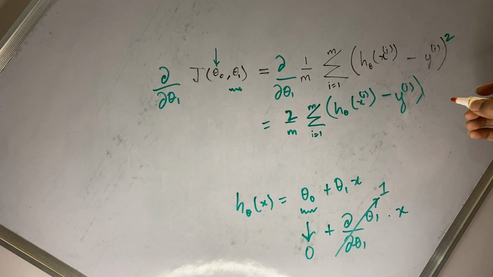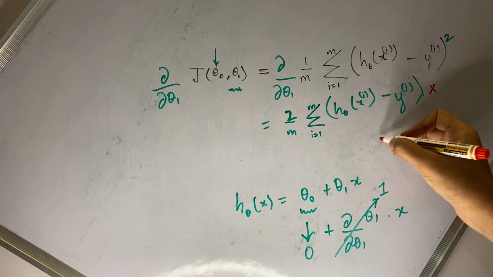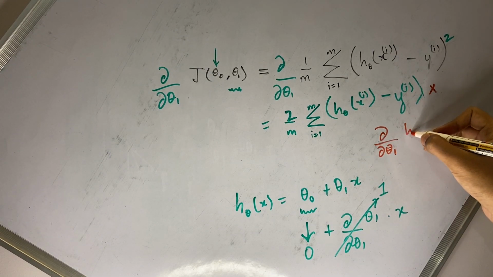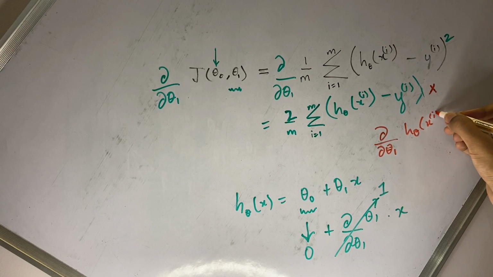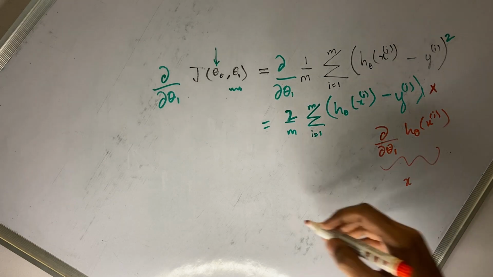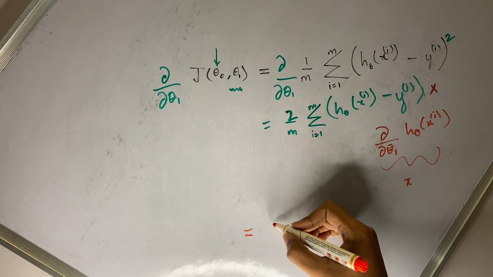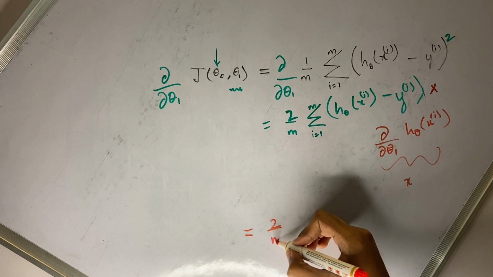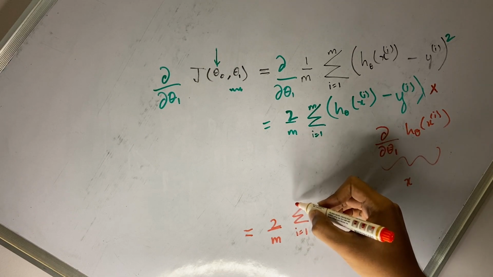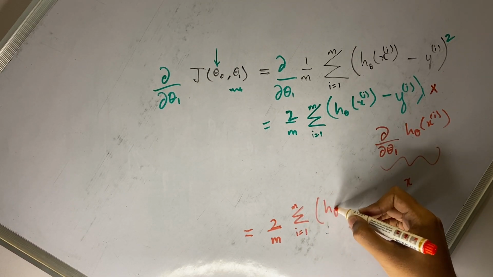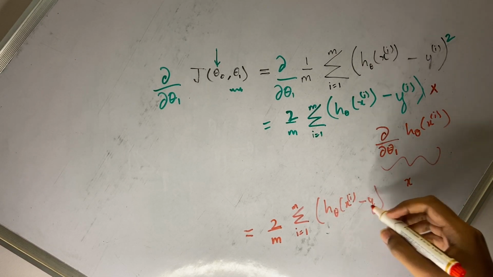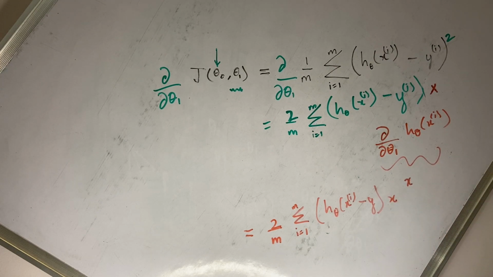So here we would multiply this function with the term again, ∂/∂θ1 of hθ(x). Now the value of this term is x. So our final equation will be 2 over m multiplied by the summation of the predicted value minus the actual value multiplied with x.